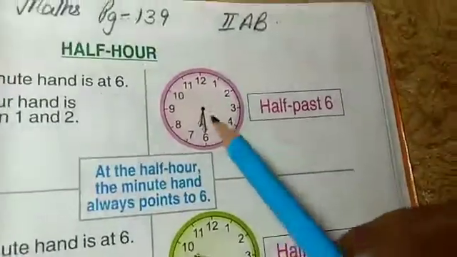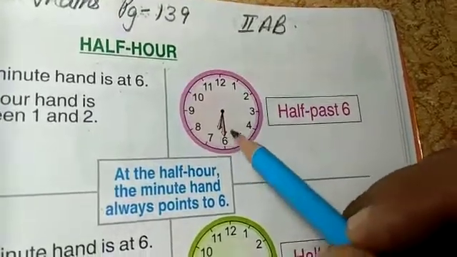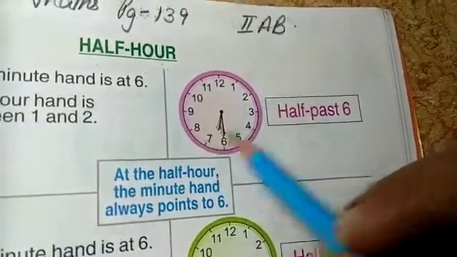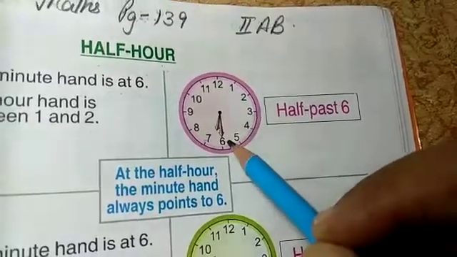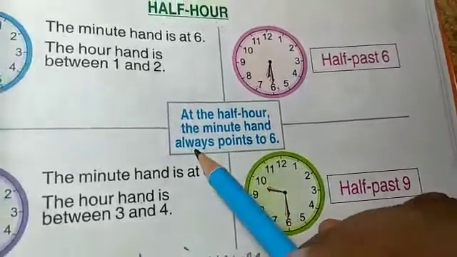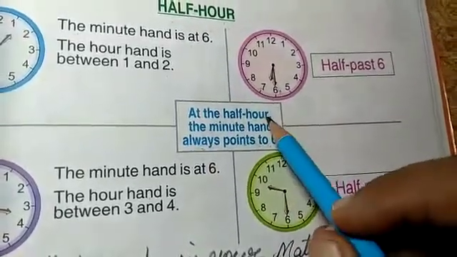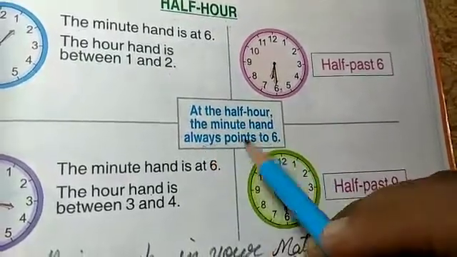Now the minute hand is at 6 and the hour hand is between 6 and 7. So this is 6:30. At the half hour, the minute hand always points to 6. You have to remember this, that at the half hour, the minute hand always points to 6.